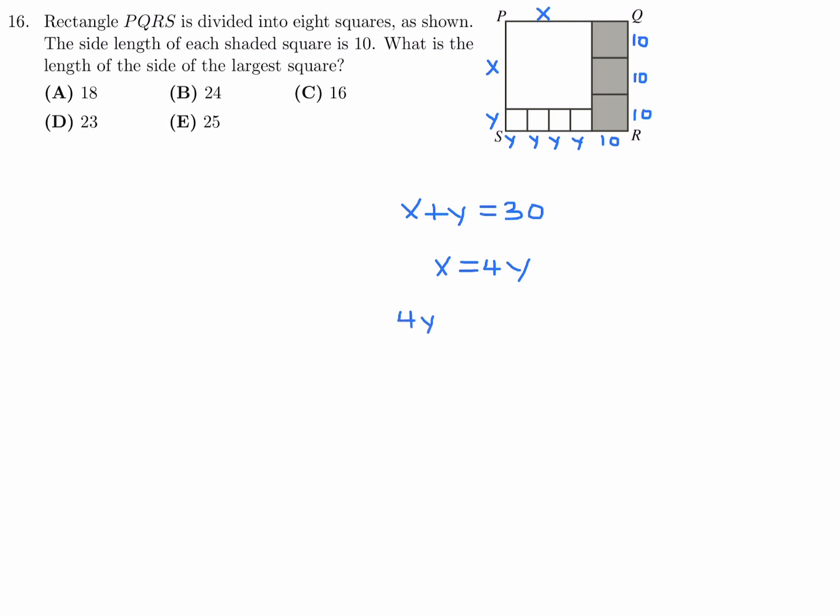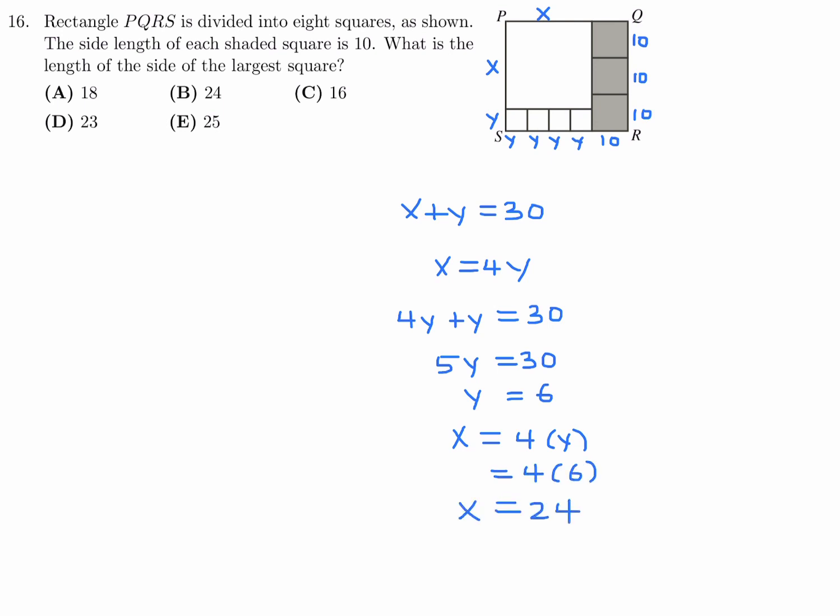So we have 4y plus y is equal to 30. That means 5y is equal to 30, and therefore y is equal to 6. And that means x is equal to 4 times y, and since y is 6, we have 4 times 6, so that is 24. And x represents the side of that square, so therefore number 16, the answer is B.